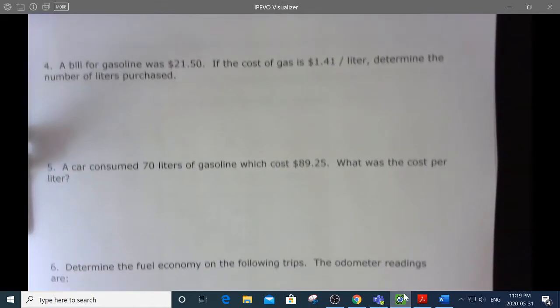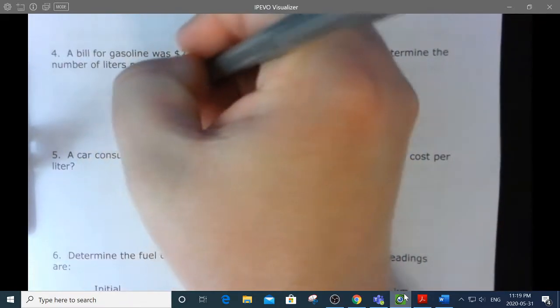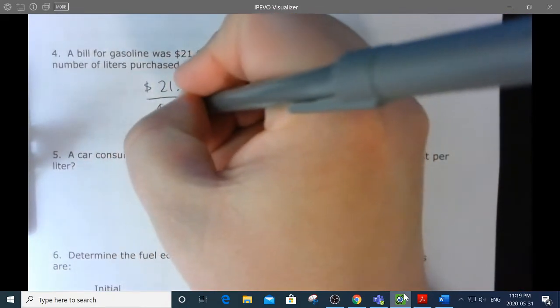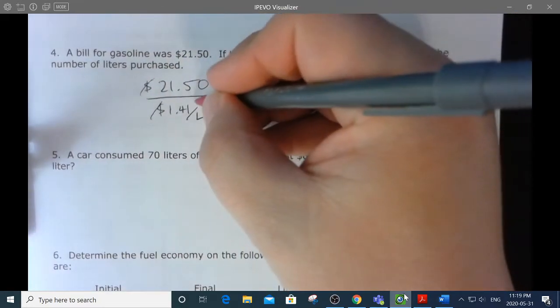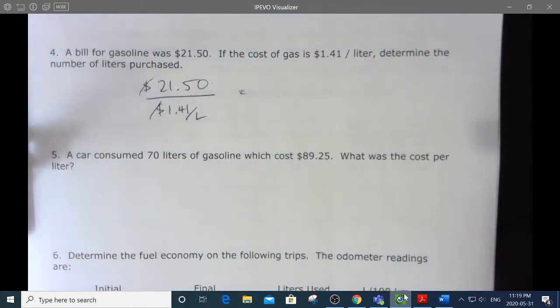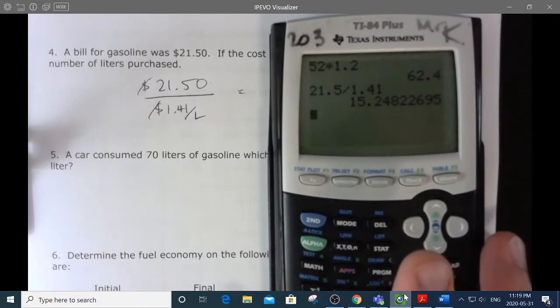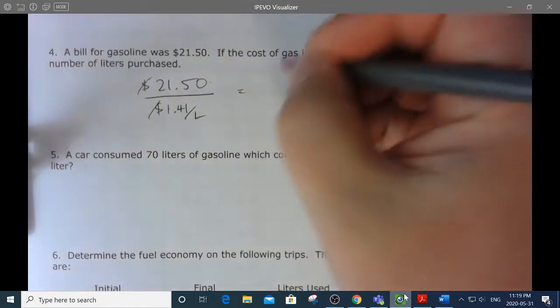Okay, number 4, a bill for gasoline was $21.50. Gas is $1.41 a liter. Determine the number of liters purchased. So that's actually going to be $21.50 divided by $1.41 per liter. And so the dollars cancel, and I have 1 over liters, which is like saying liters. So that's going to be 21.5 divided by 1.41, which equals 15.25. Well, let's just round it to 1 decimal place. 15.2 liters.